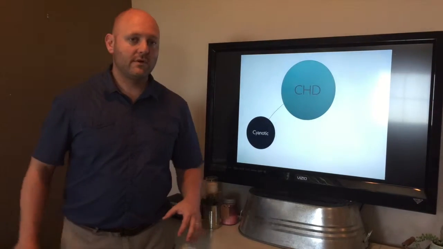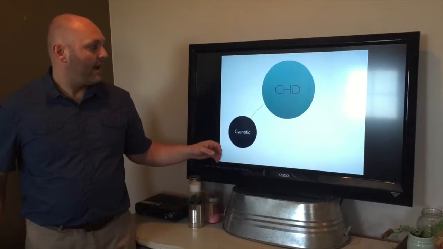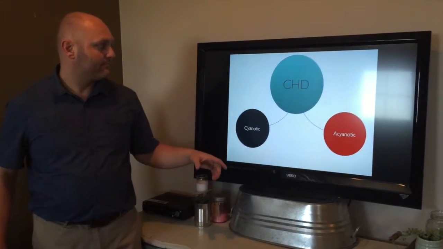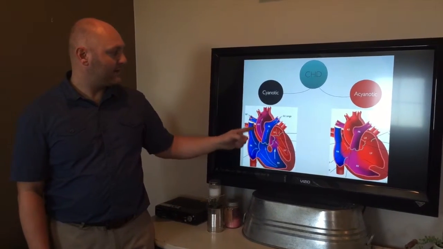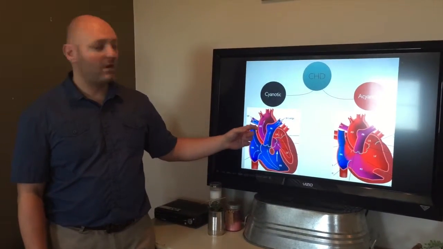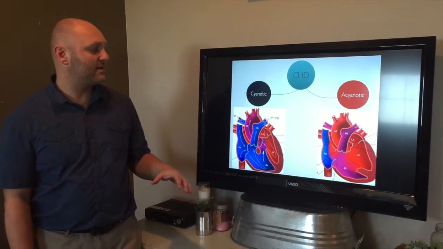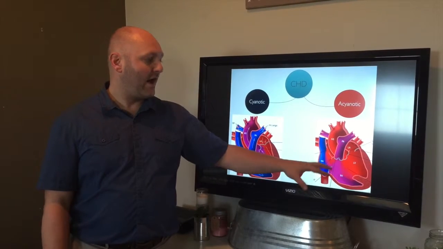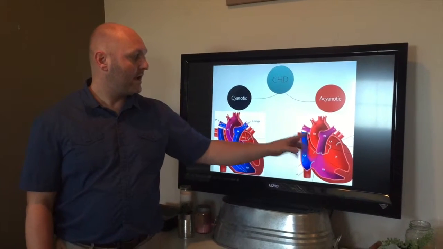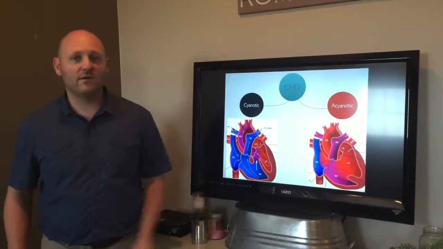There are two different types of congenital heart defects: cyanotic and acyanotic. Cyanotic is demonstrated here as the aorta has purple blood flow, indicating lower amount of oxygen, less than 90% saturation. On acyanotic, you have a heart defect, but your aortic or systemic blood flow is normal oxygen content, greater than 90%.